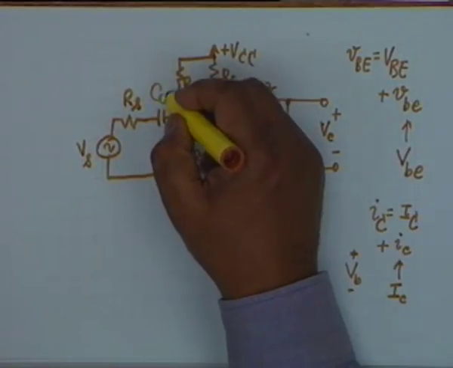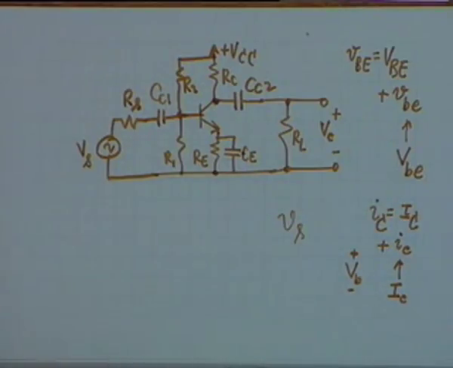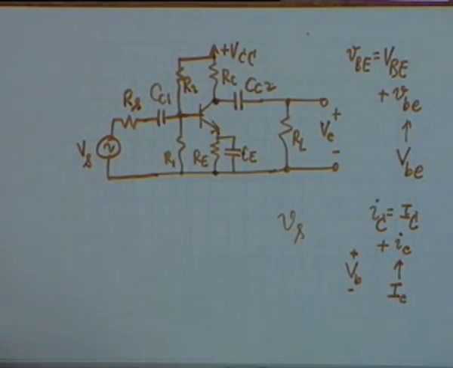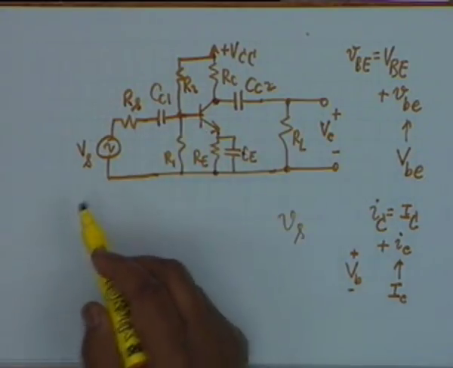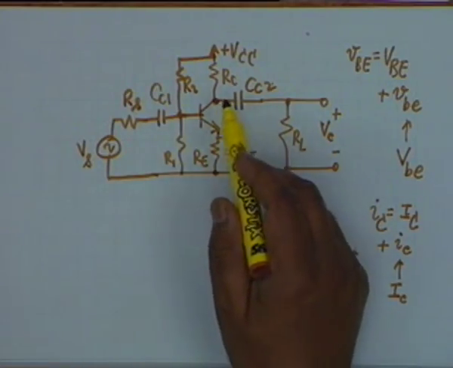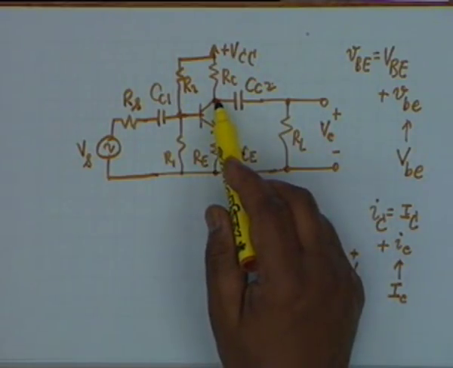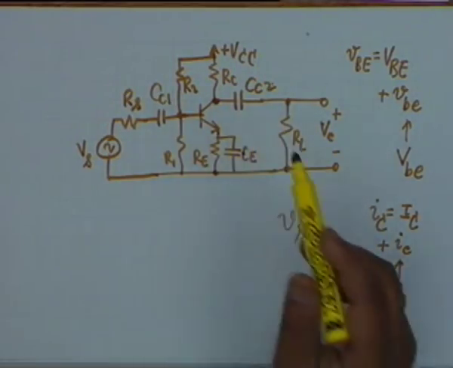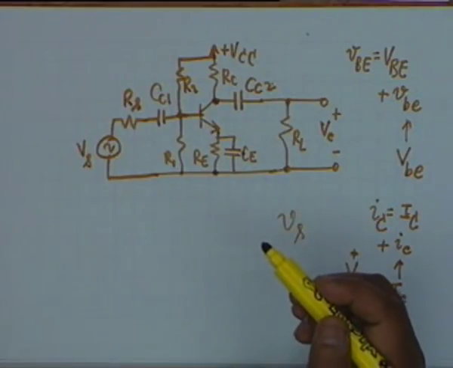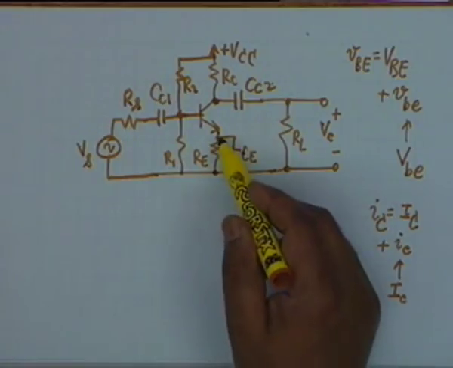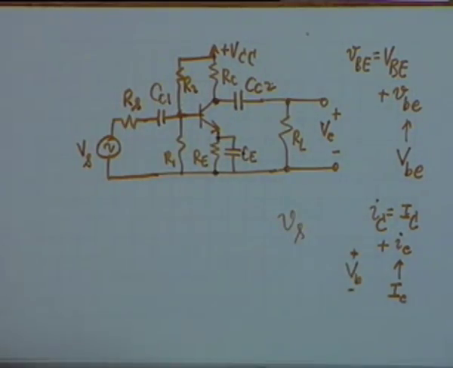There are three capacitors here, CC1, CC2 and CE. Two of them, CC1 and CC2, are coupling capacitors. They couple the AC to the transistor. This couples the voltage, the collector voltage, to the load. So there are coupling capacitors, and C sub E is a bypass capacitor. It bypasses the AC to ground so that nothing drops across R sub E.